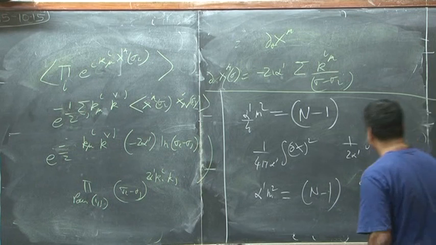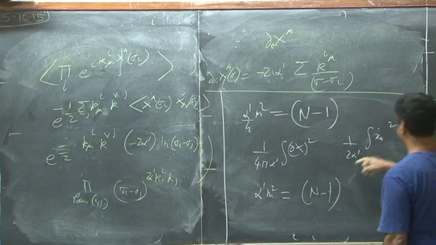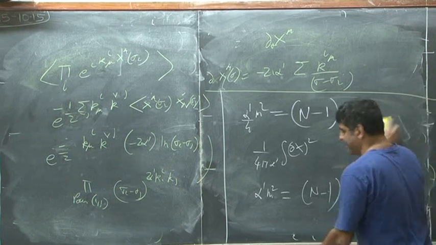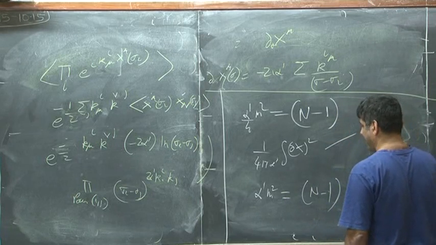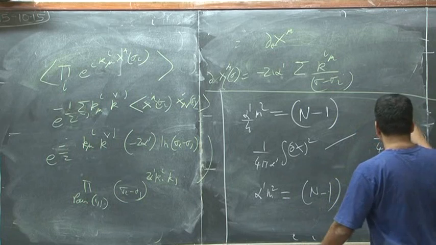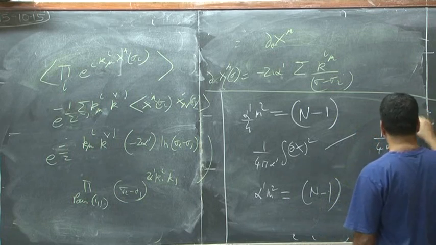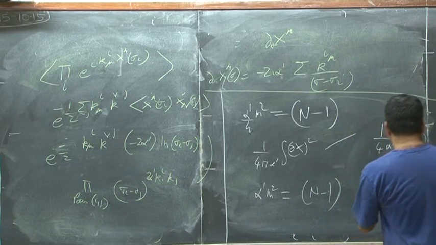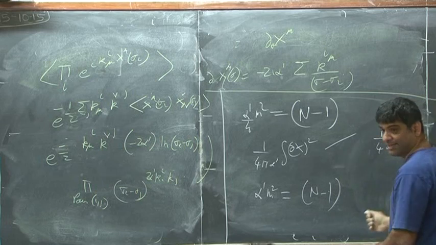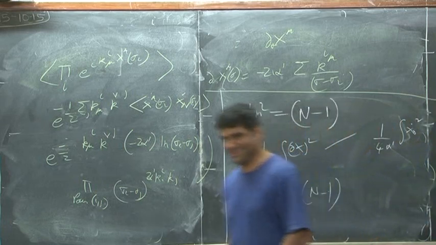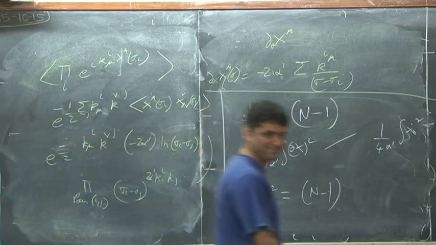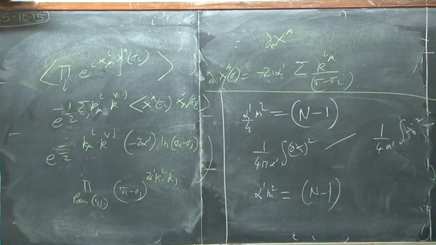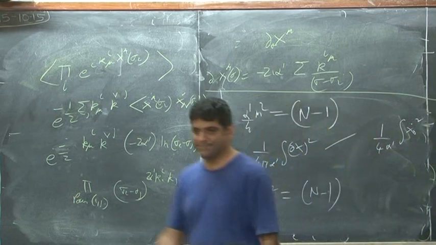Let's work out the open string now. Okay, so here what will we get? We start with the same action. We will get 1 by 4 alpha prime, x dot square, x0 dot square. Now the effective mass is 1 over 2 alpha prime, so 2 alpha prime by 2. Okay, great.